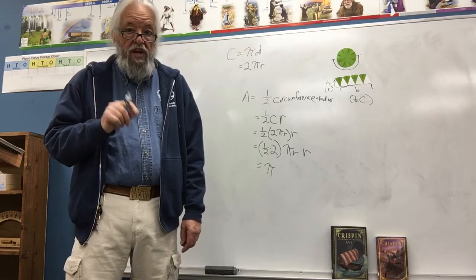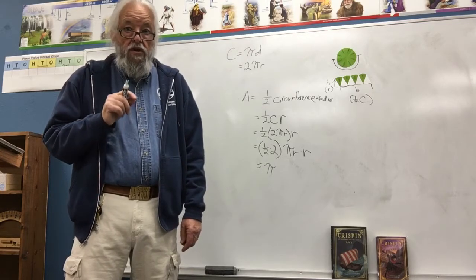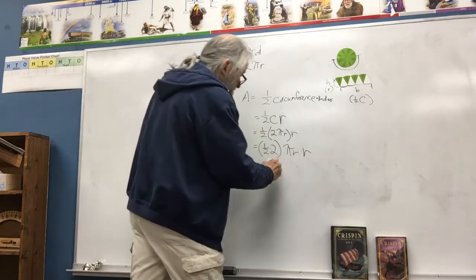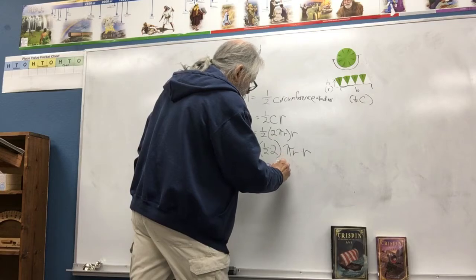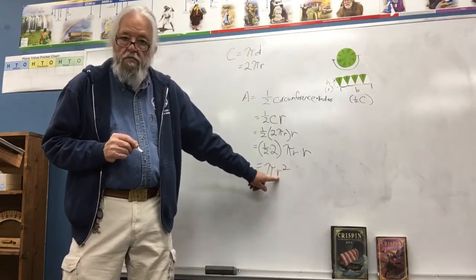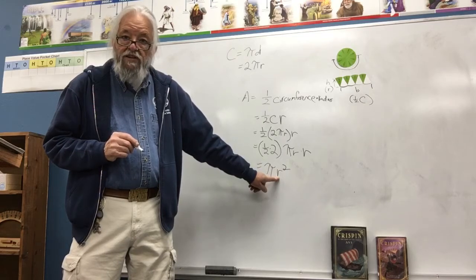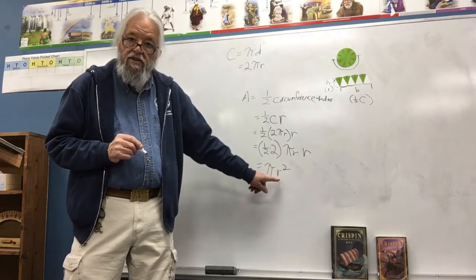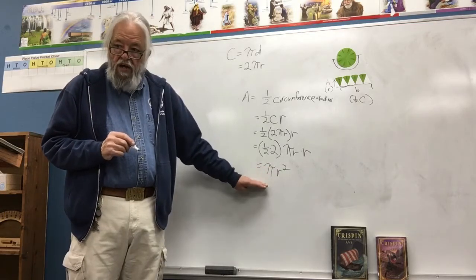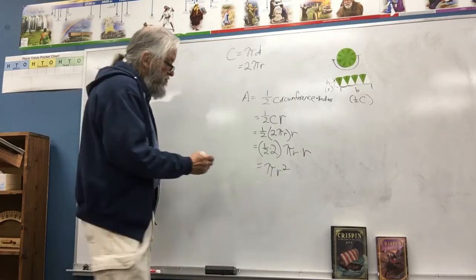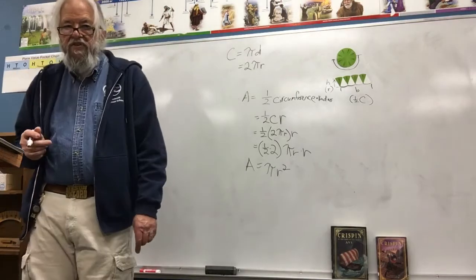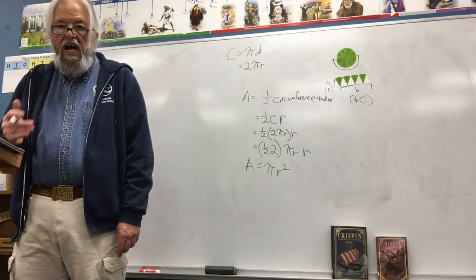2r would be r plus r. R times r is, you guys forgot, r squared. Remember, the exponent tells you how many times the base is a factor. R is a factor twice. So there is your formula. That is your formula for finding the area of a circle: pi r squared.